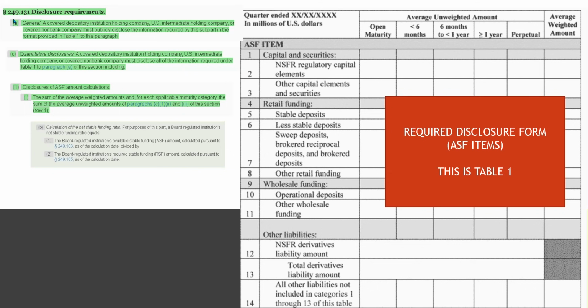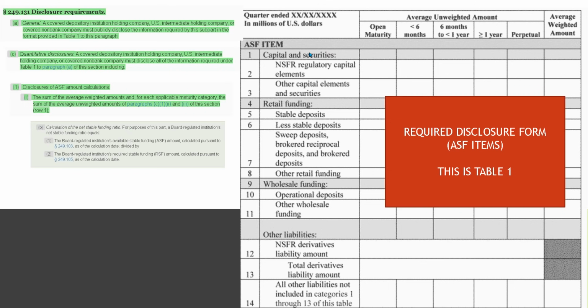So real quick, 249.131, a brand new section in this part of the Federal Code of Regulations. So generally, a covered depository institution holding company, U.S. intermediate holding company, or covered non-bank company must publicly disclose the information required by this subpart in the format provided in Table 1 to this paragraph. Now Table 1 is right here. For the purpose of this video, I only have the ASF items on here. There is a lot more that must be reported, but for this video, we're just going to cover the ASF items and what makes each threshold reliable or not reliable.